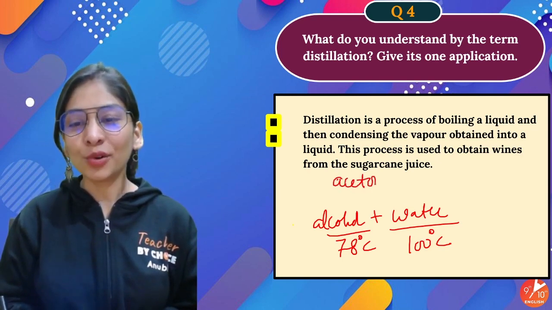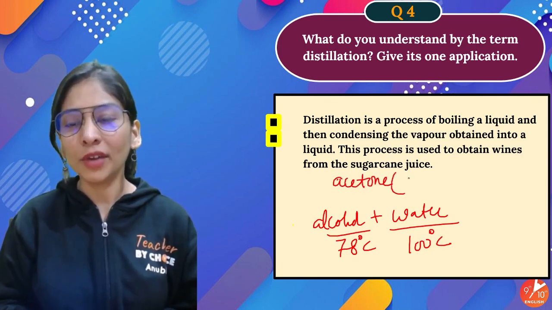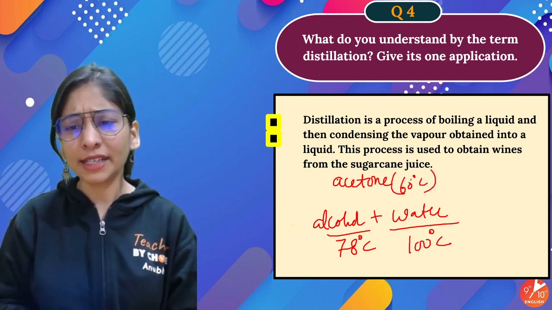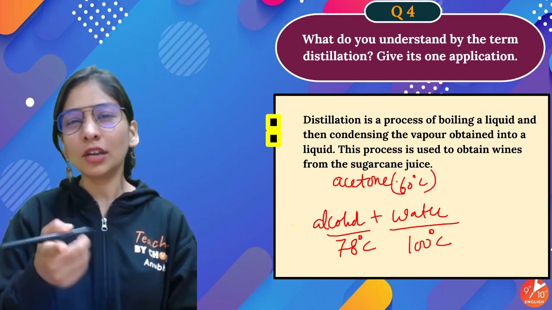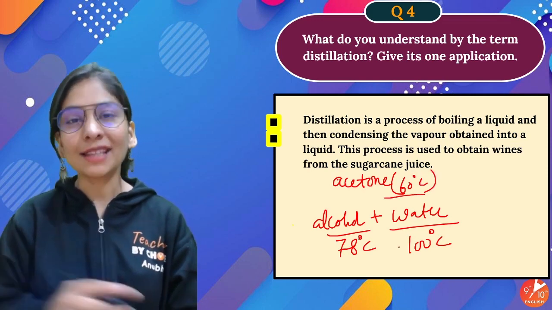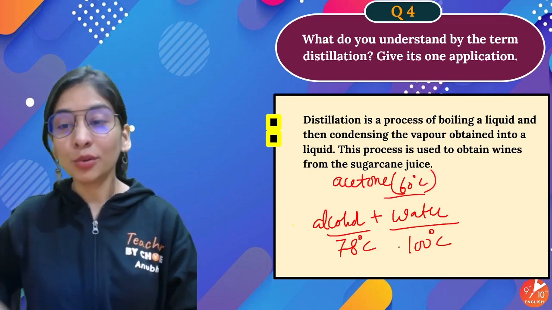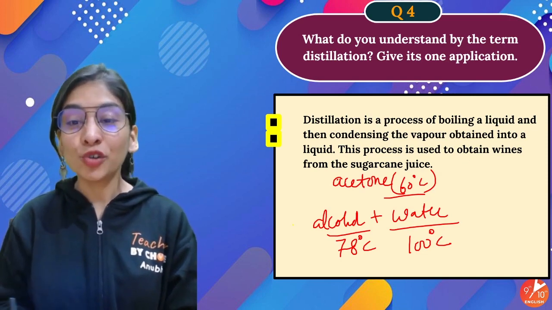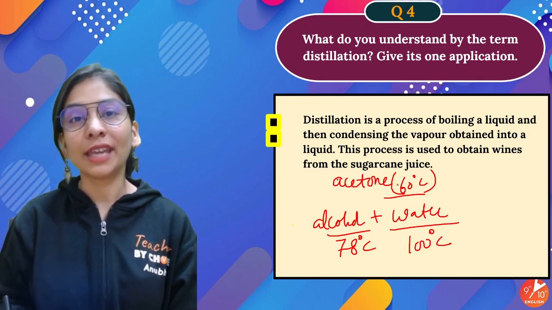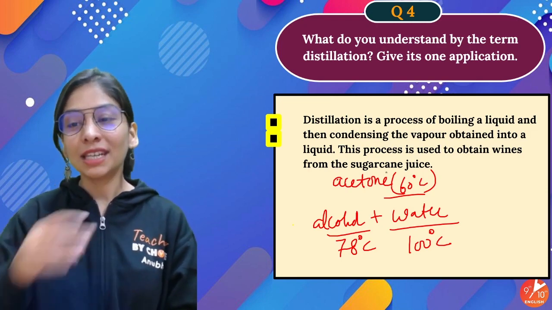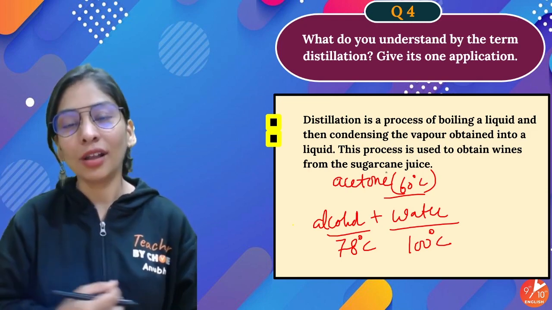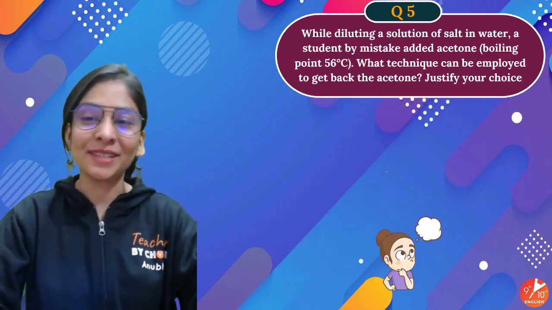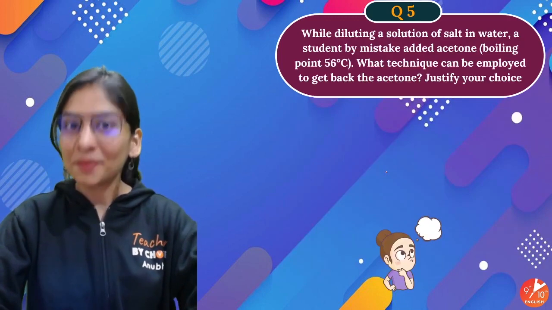Suppose I have acetone also. Acetone is your nail polish remover, having the boiling point 60 degrees Celsius supposedly, you can check it out, 56 degrees or 60 degrees, something like that. If that's there in water, you can separate these two liquids too. There's one more example of day-to-day life that's given. The process is used to obtain wines from the sugarcane juice as well. We use distillation to separate wine kind of alcohol from your sugarcane juice. That's also one or the other application. That was a good question, by the way.